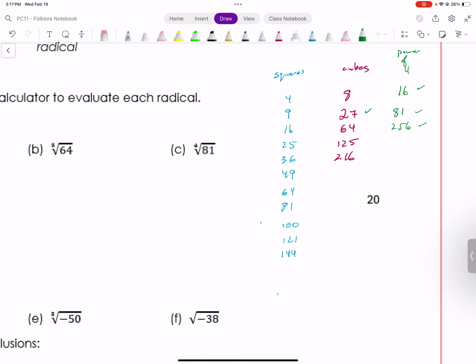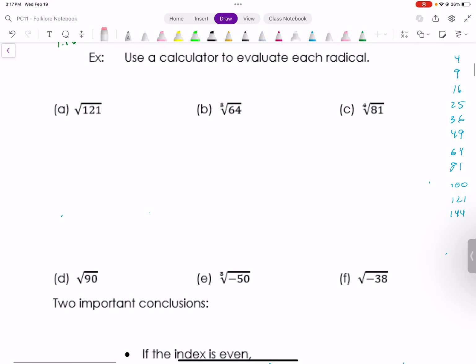These numbers are really important to have in your mind or on a piece of paper that you can easily refer to, because they simplify radicals that much easier. Anyways, we have a calculator, don't worry. The square root of 121, yeah, that's 11, right? 11 times 11. If you notice, 121 was on the perfect square list. The cube root of 64, I believe that is 4. The fourth root of 81 is 3.